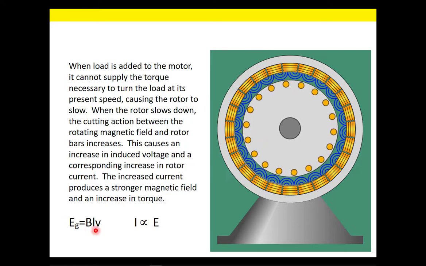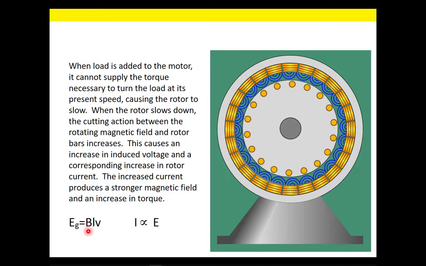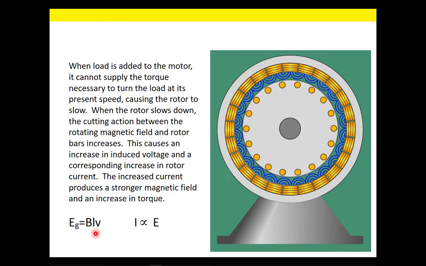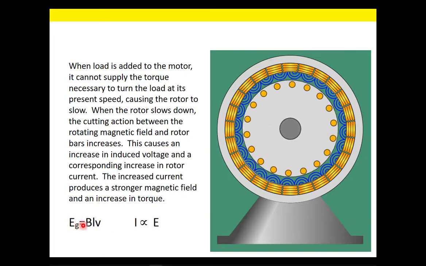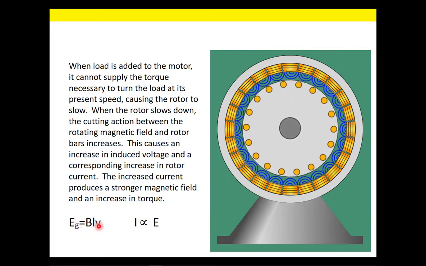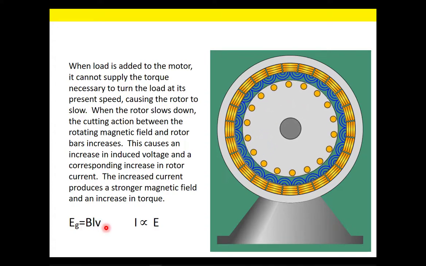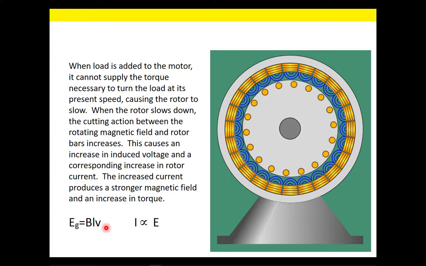We have EG equals BLV here, if you remember from last year. B meaning the flux density, L is the length of the conductors, and V is the velocity. Well, the generated voltage now in our rotor bars is going up because the relative velocity is increased.